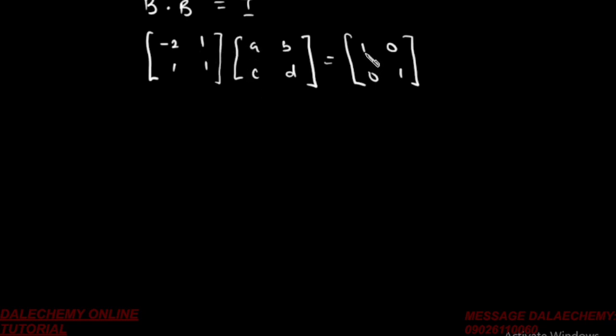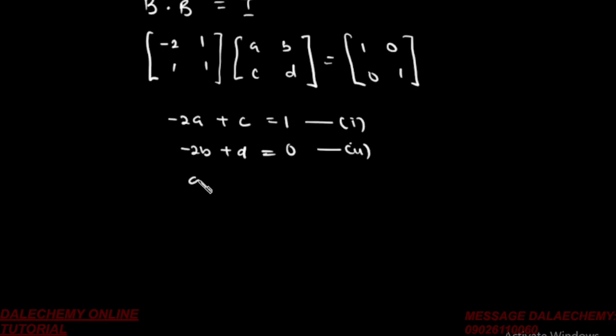That's going to give us the first column, first row element. So that's minus 2A plus C equals 1, equation 1. Also, we are going to use this row to multiply the second column. So we have minus 2B plus D equals 0, as equation 2. This as well times this will give us A plus C equals 0. That's equation 3. Then we have this times D to give 1. So that is going to be B plus D equals 1. That's equation 4.